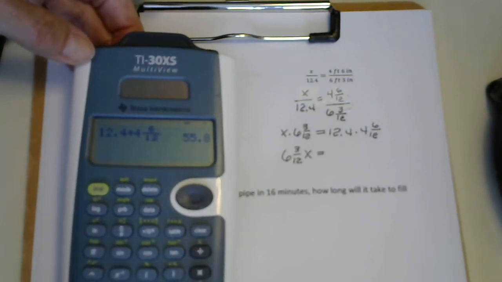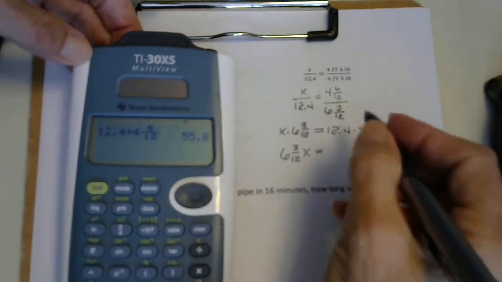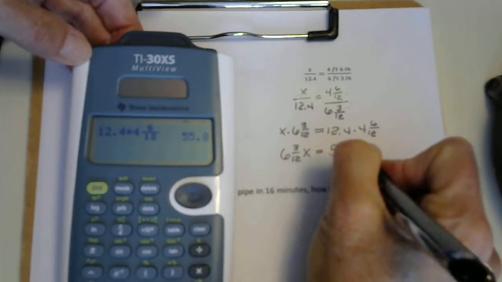It's going to convert it to a decimal, but you want to learn how to convert fractions to decimals and vice versa on this calculator anyway. So this is going to be 55.8.